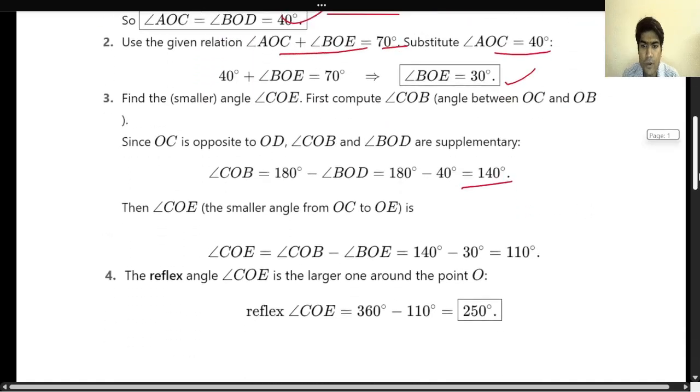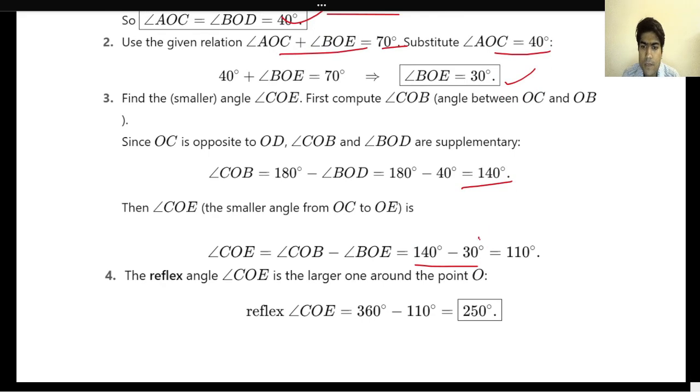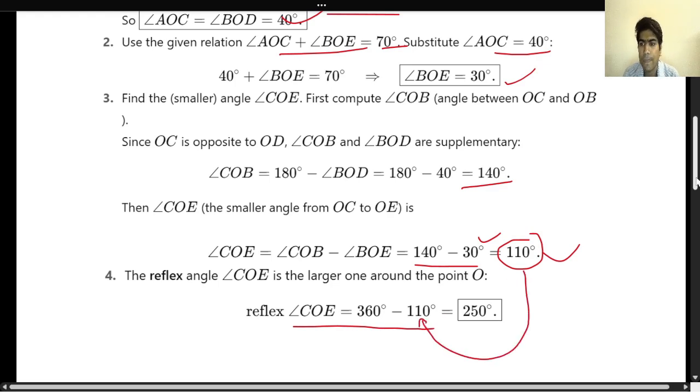This is one way of doing it. So we have deducted the 30 that was given, and I get 110 as the value of angle COE. Once I know angle COE, the reflex angle will be found by subtracting 110 from 360. So I get the reflex angle COE.